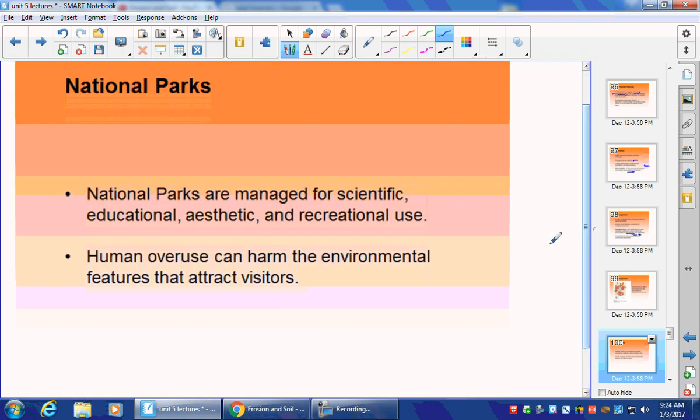Our national parks are managed for scientific, educational, aesthetic, and recreational use. Remember that aesthetic just means nice looking. It is pretty. Human overuse can harm the environmental features that attract visitors, right? So this is one thing that you can say, like, oh, if we protect it, more people are going to want to go out there.